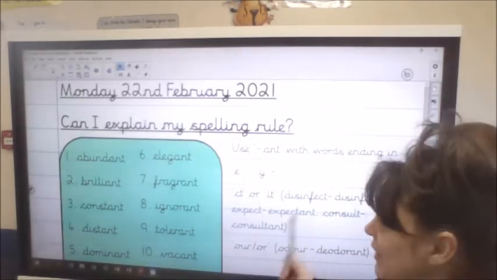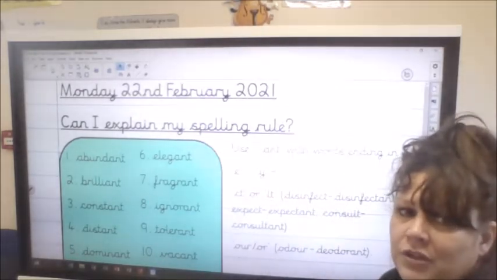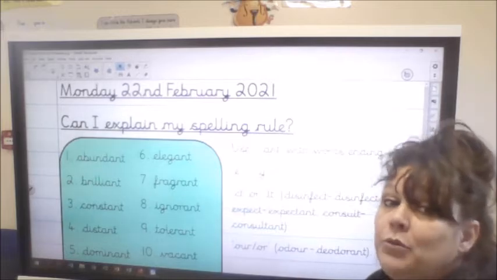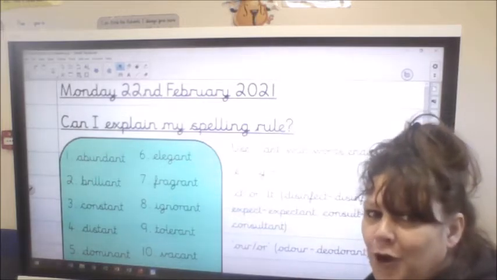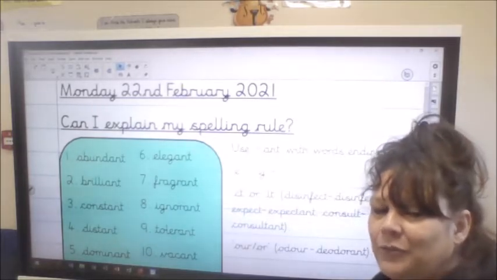So that's the rule, and there are lots and lots of exceptions to this rule. I mean, it wouldn't be the English language, would it, otherwise? All right, and we'll probably come across some of those as we're looking at our spellings this week.